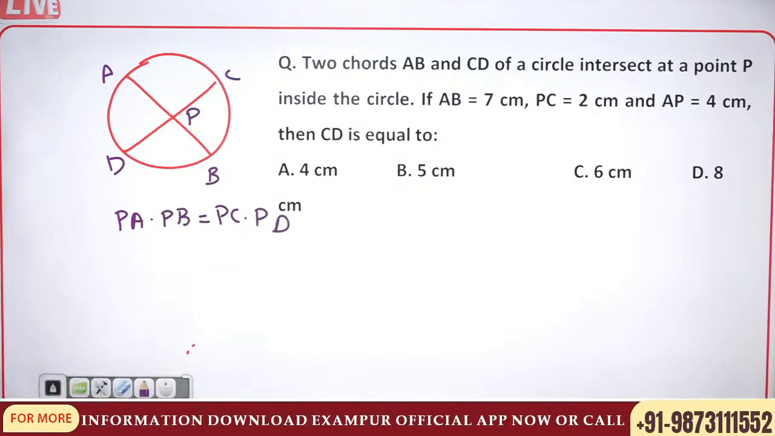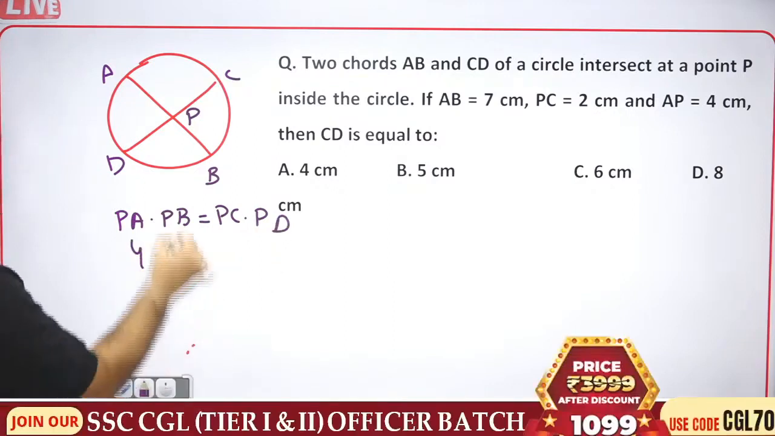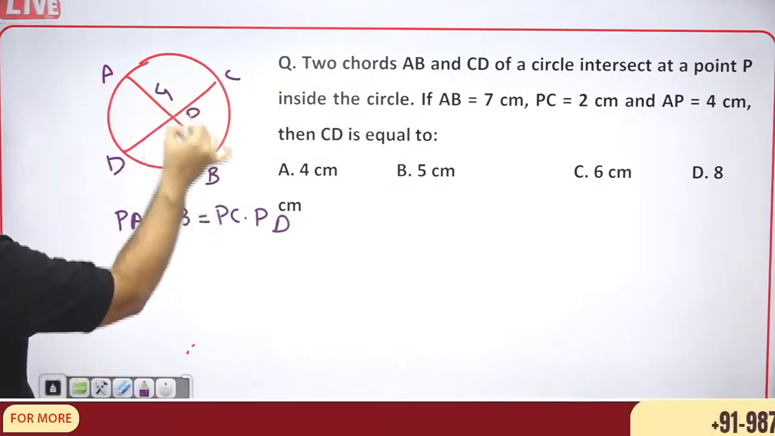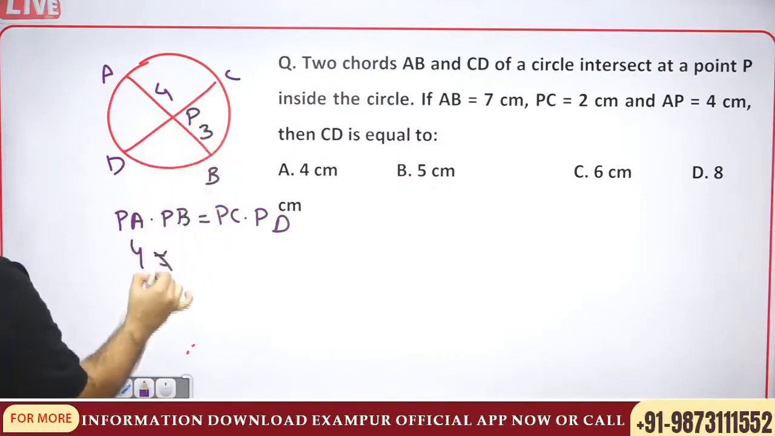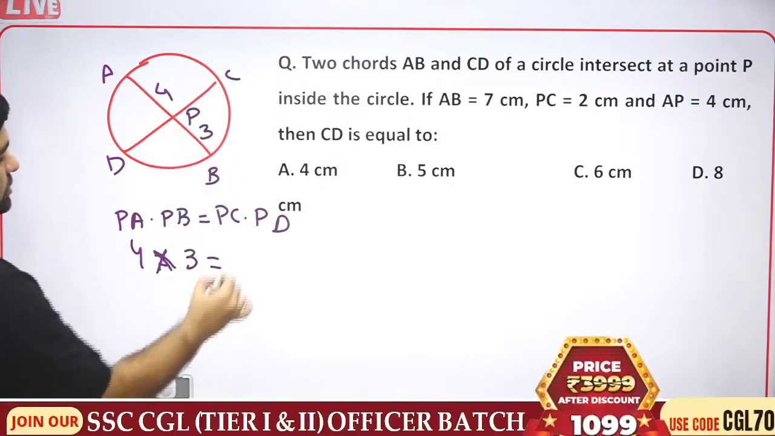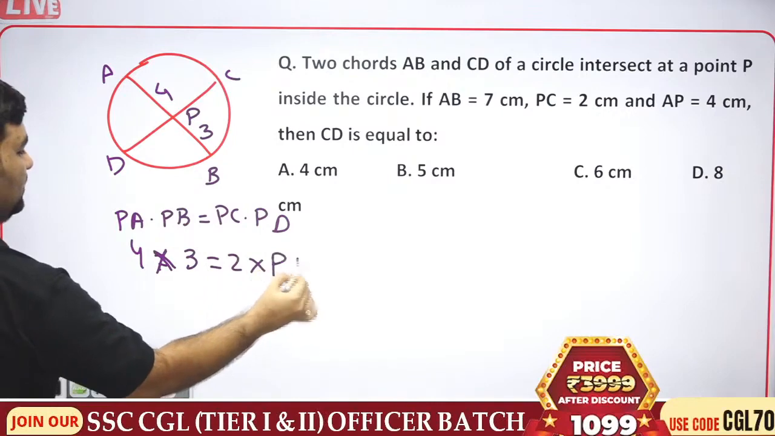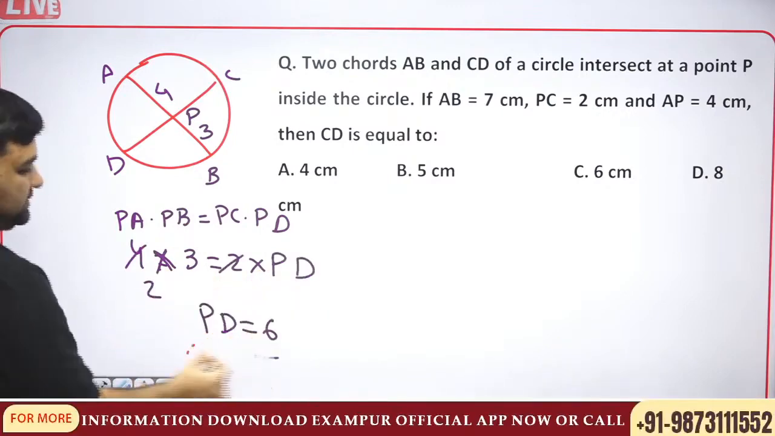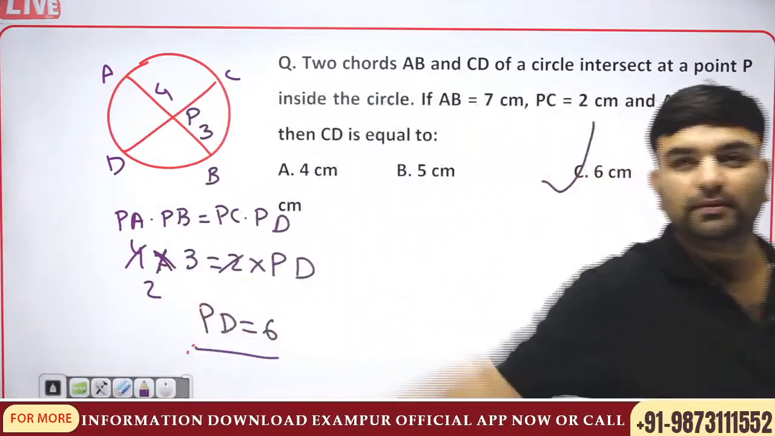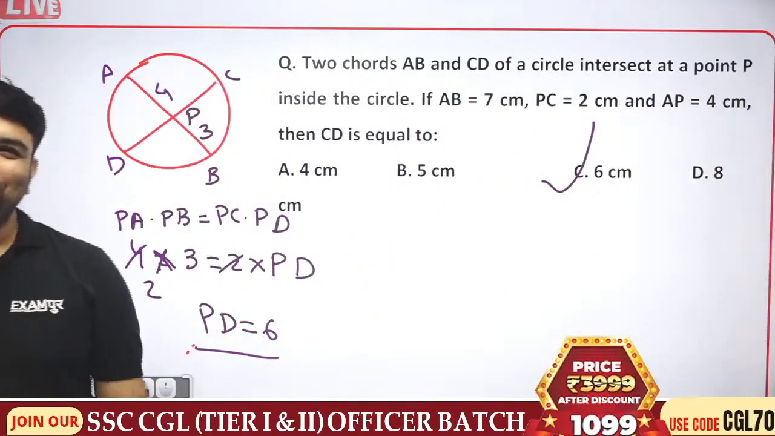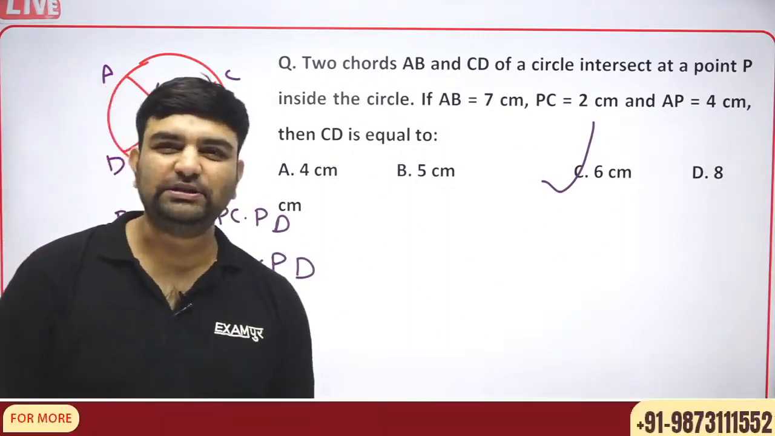What is PA? 4. What is PB? AB is 7, AP is 4, so PB is 3. PA into PB is equal to PC into PD, PC is 2. So what is PD? 6.